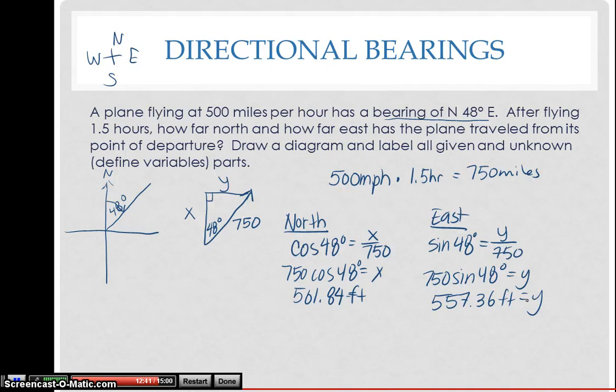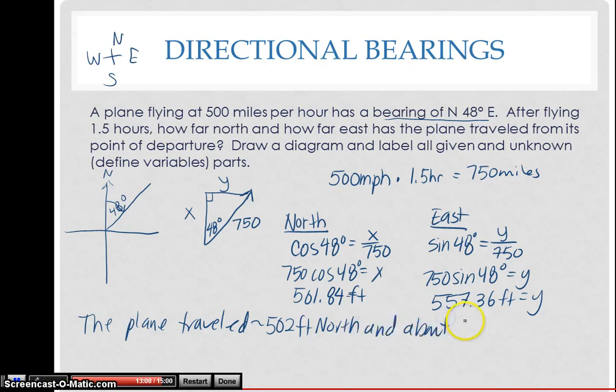So what we want to do now is write it out in a sentence. So the plane traveled, we'll round this, let's say about 502 feet north, and about 557 feet east.